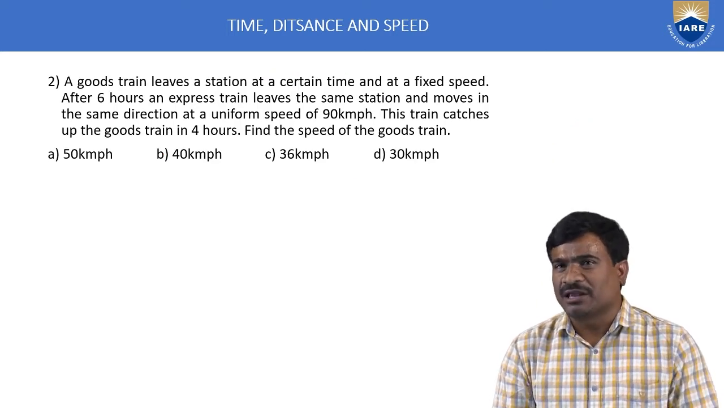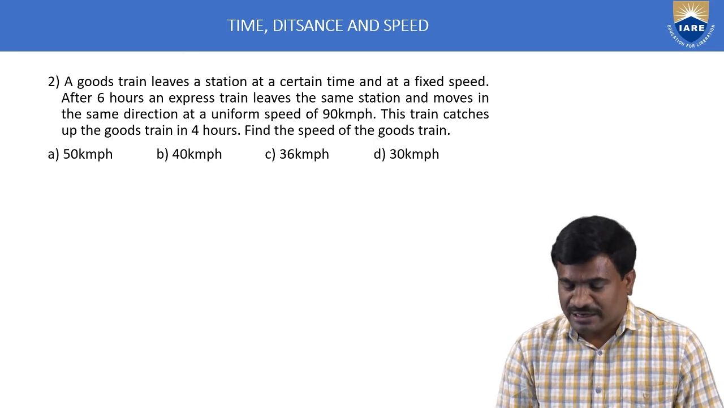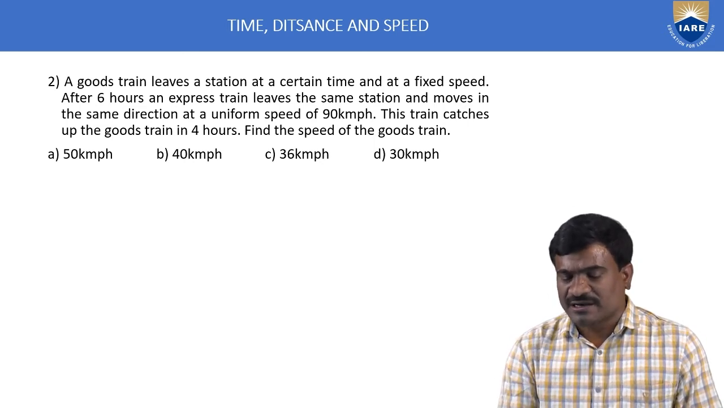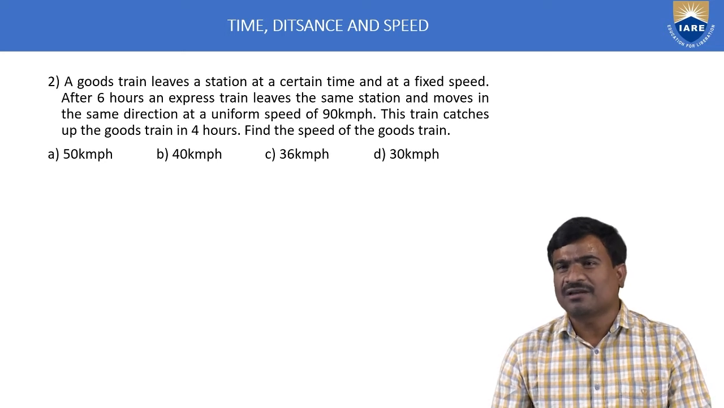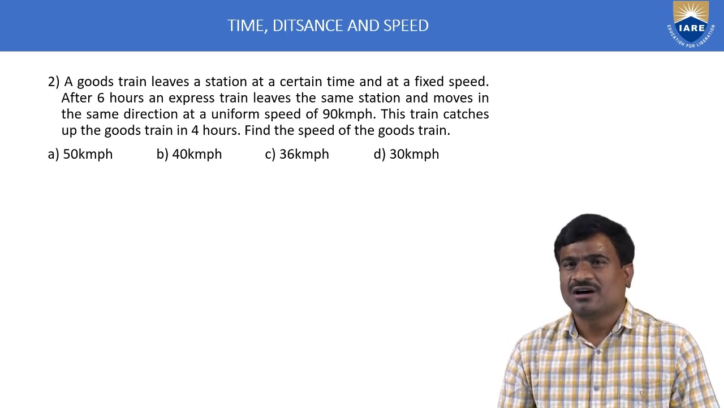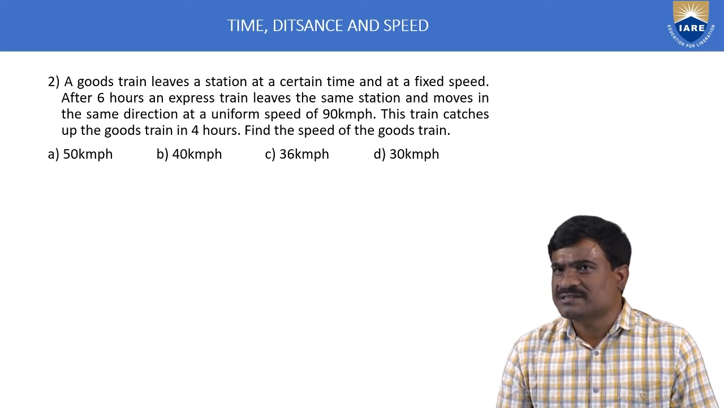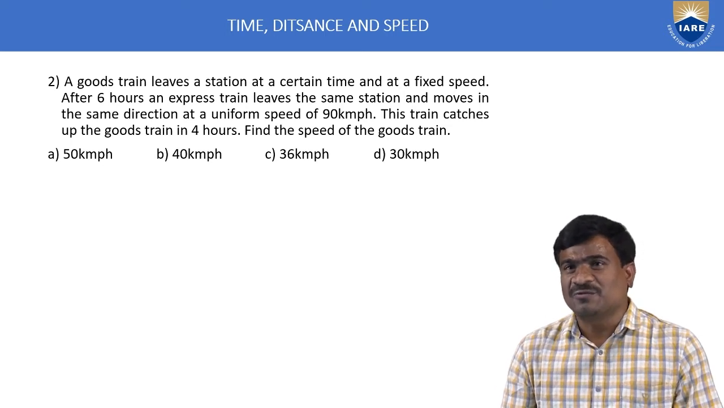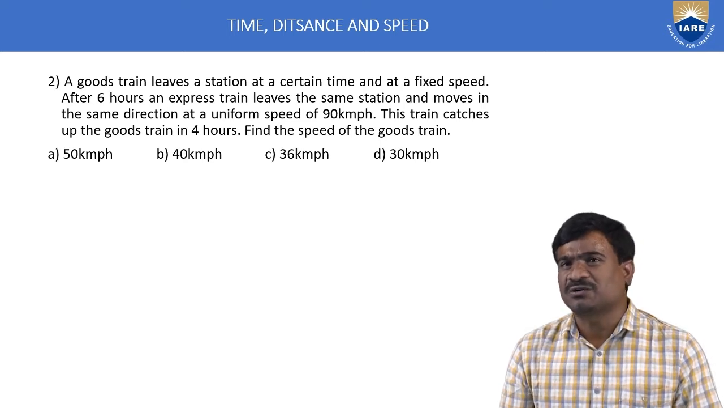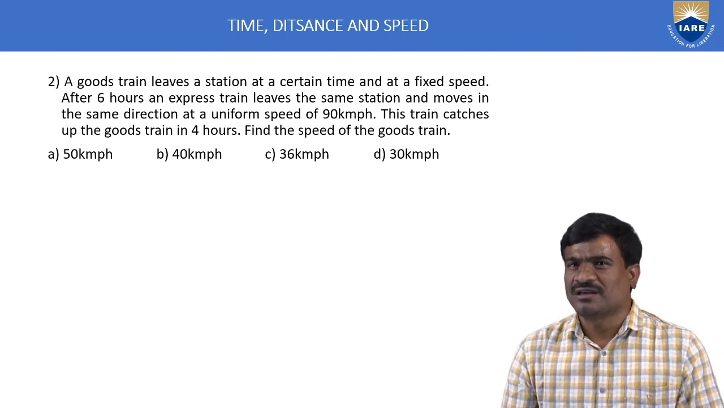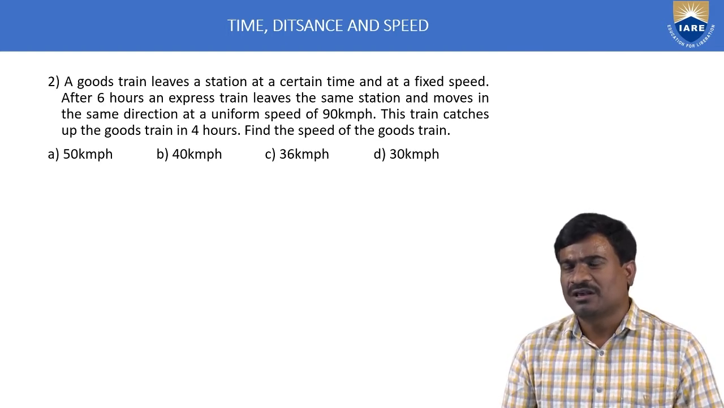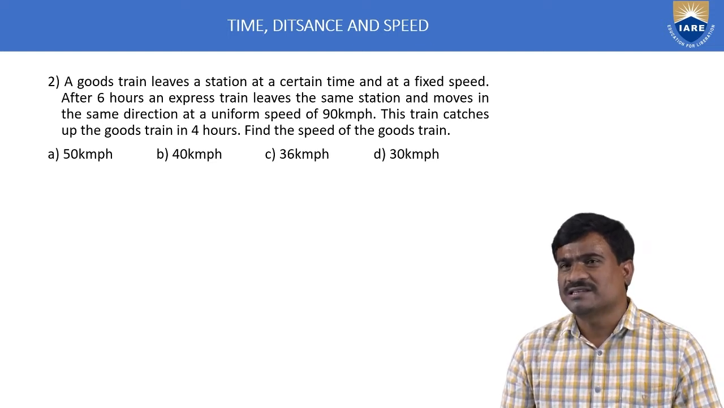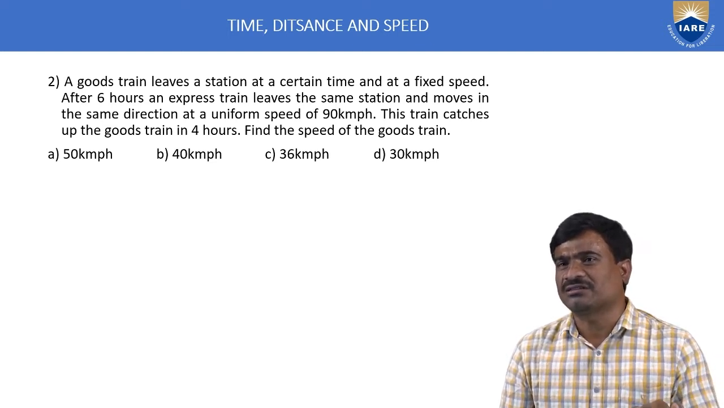The second example is important. A goods train leaves a station at a certain time and at a fixed speed. After 6 hours, an express train leaves the same station and moves in the same direction at a uniform speed of 90 km per hour. This train catches up with the goods train in 4 hours. Find the speed of the goods train. A, 50 km per hour. B, 40 km per hour. C, 36 km per hour. D, 30 km per hour.